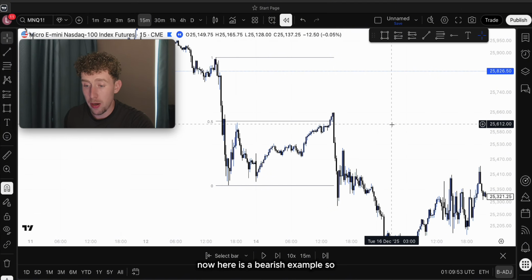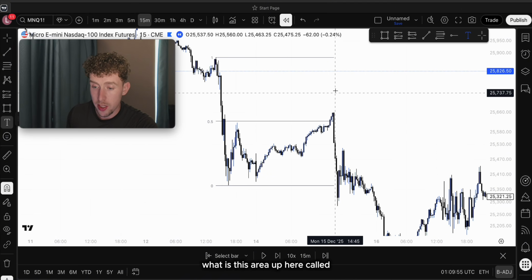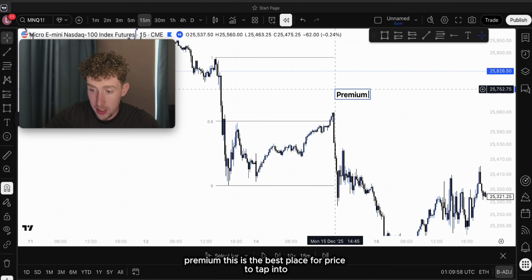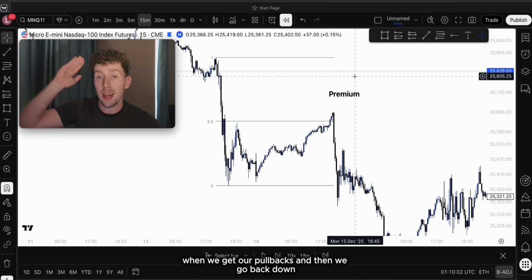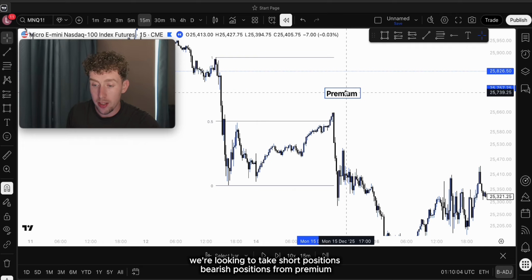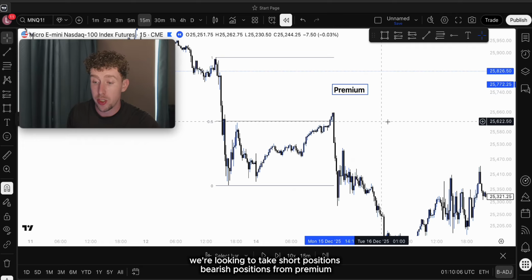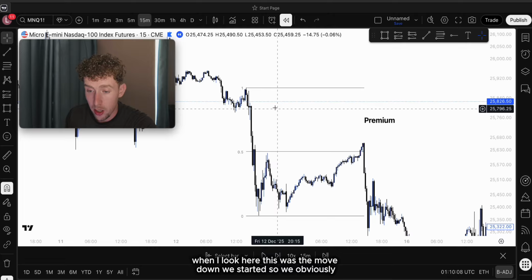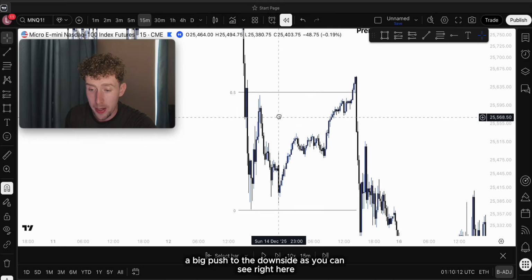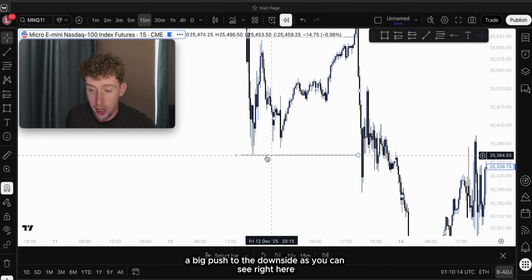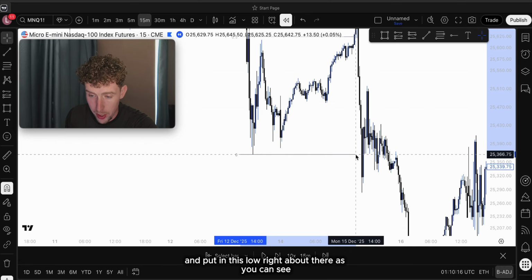Now, here is a bearish example. So, what is this area up here called? Premium. This is the best place for price to tap into when we get our pullbacks and then we go back down. We're looking to take short positions, bearish positions from premium. When I look here, this was the move down we started. So we obviously put in this swing high, a big push to the downside as you can see right here, and put in this low right about there.